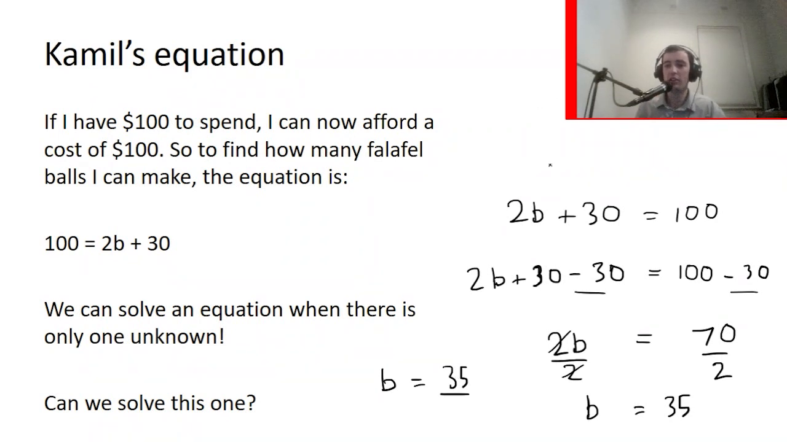What you can do is you can do things to both sides of the equation. You can minus 30 from both sides. Or you can divide by 2. Divide both sides by 2. And you'll see later that you can also times both sides. And you can also add something to both sides. So that is how you solve equations.